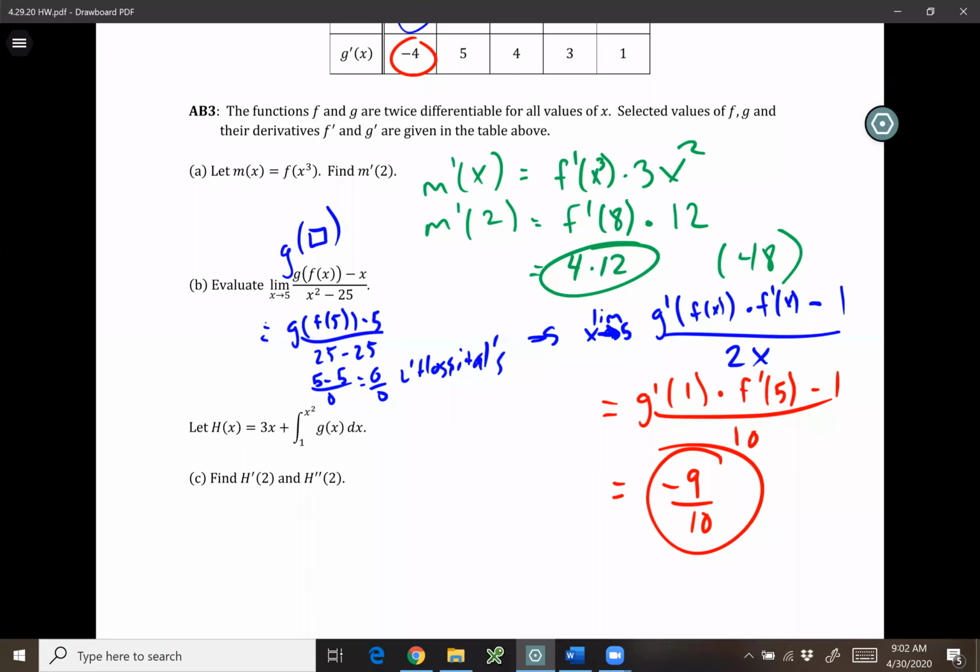All right, any questions on A or B? I think they were pretty easy, but if you have a question, let me know. If not, just look at your work, see if you made a mistake.